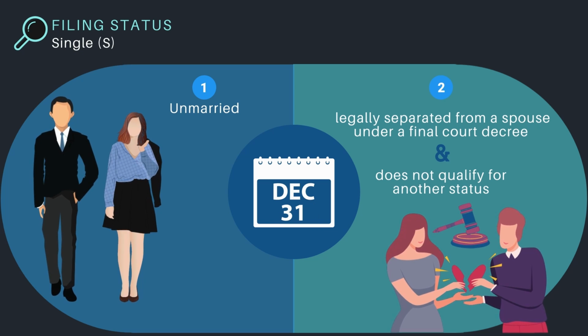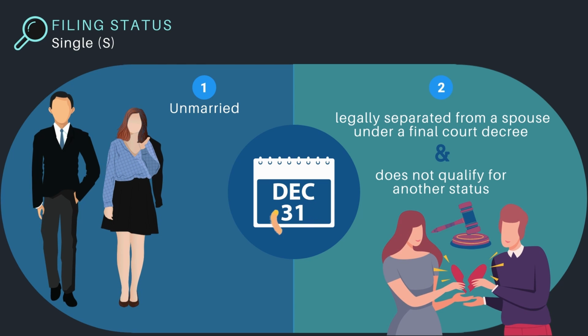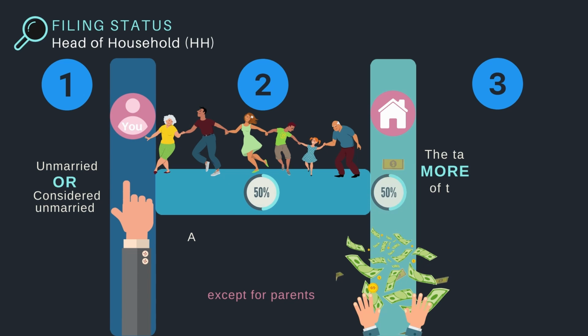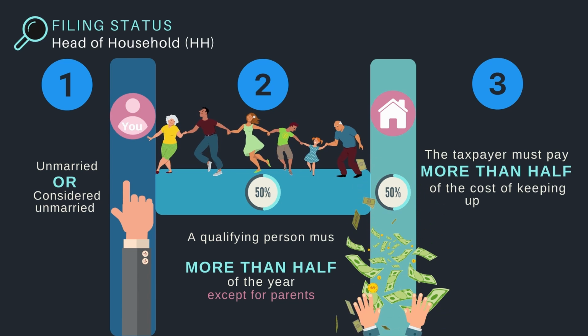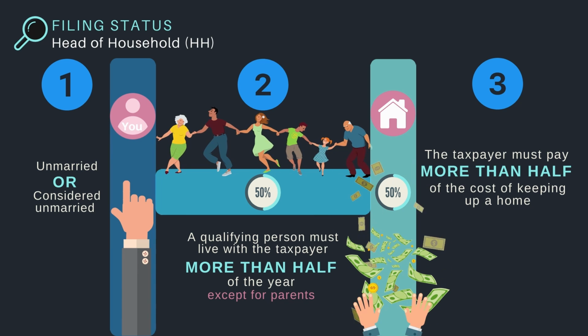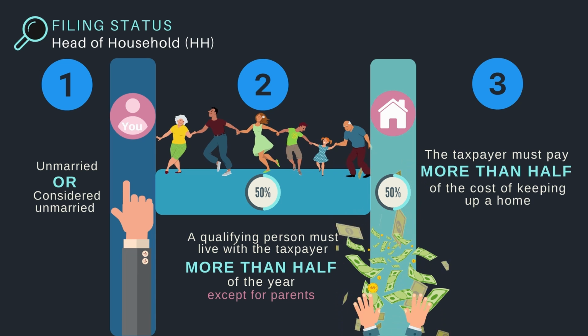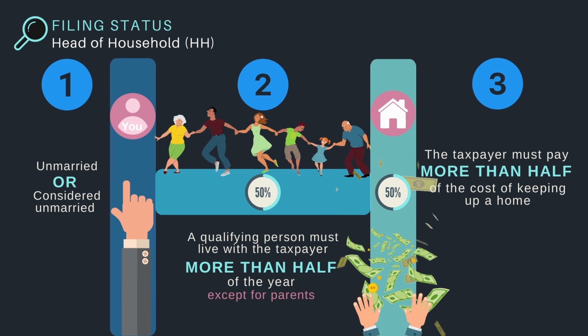A taxpayer is single if, on the last day of the year, he or she is unmarried, or legally separated from a spouse under a final court decree, and does not qualify for another status. To qualify as head of household, a person must meet the following. 1. Unmarried or considered unmarried on the last day of the year. 2. A qualifying person must live with the taxpayer more than half of the year, with the exception of a mother or father. 3. Pay more than half of the cost of keeping up a home for the year.